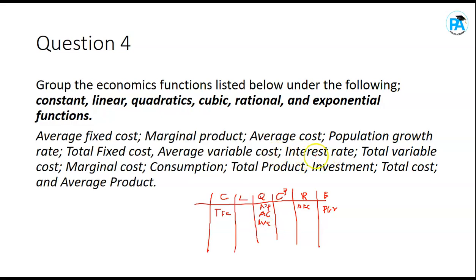Then interest rate. Interest rate, I, is also exponential. Then the next one, total variable cost. Total variable cost is a cubic function. Total variable cost is cubic.